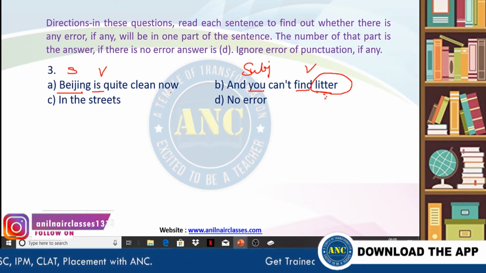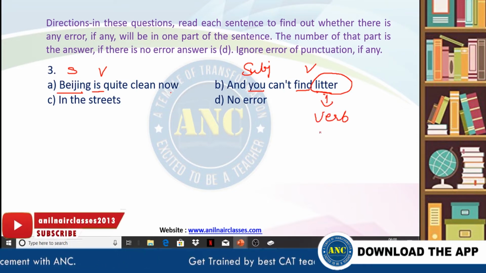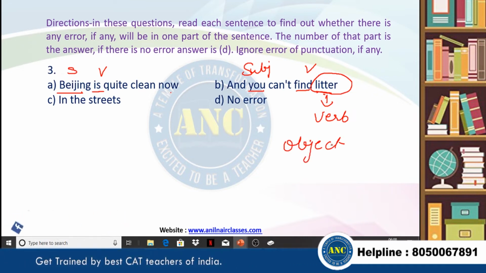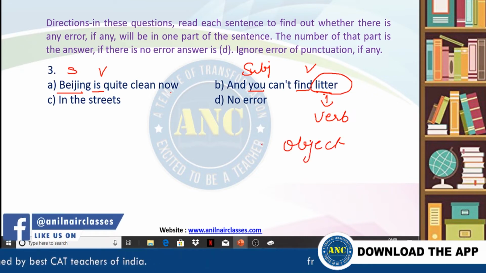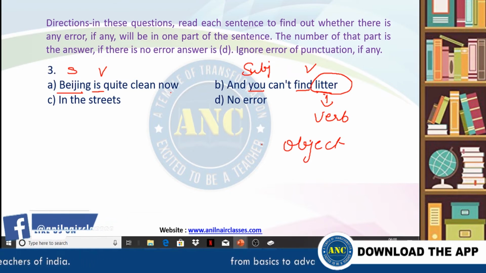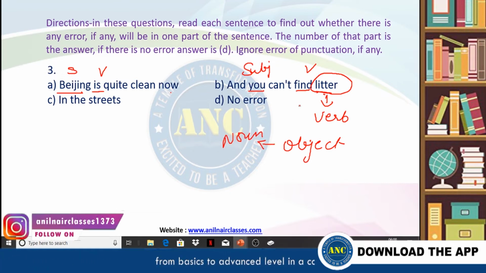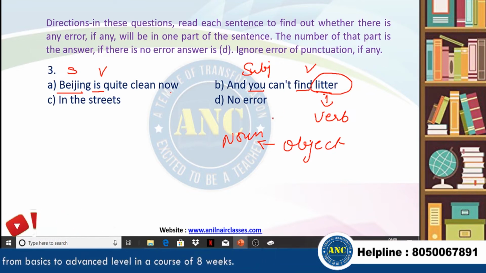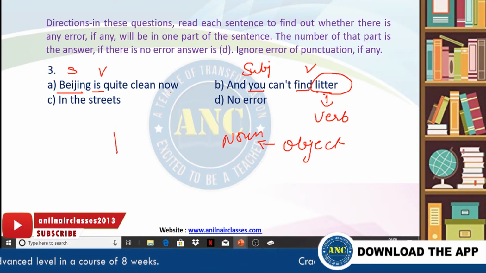After the verb find, I need an object form, right? I need the object form of the word litter. That means the noun form. I need a noun over here. Litter is a verb, right? They'll say don't litter around. That means don't throw things here and there, right? Don't make the place dirty.